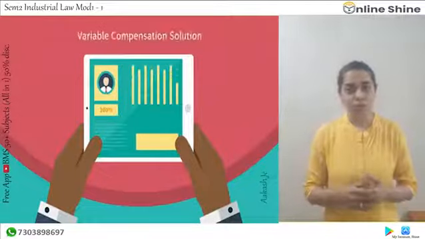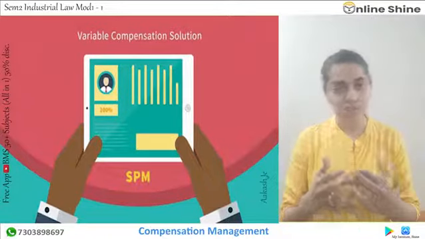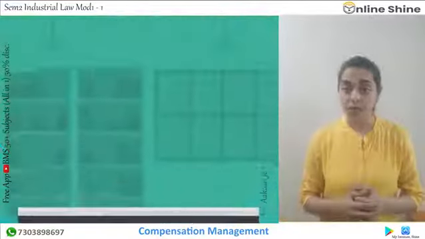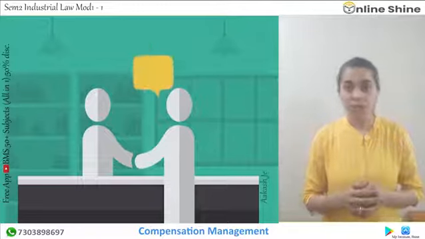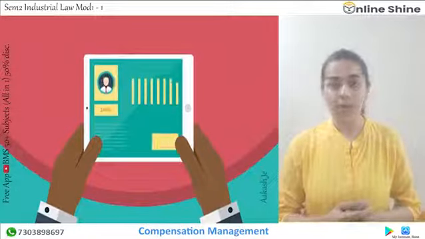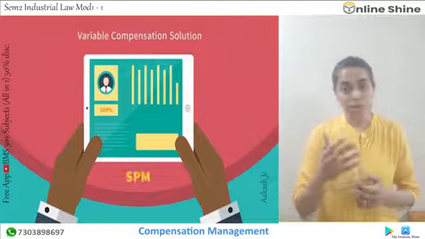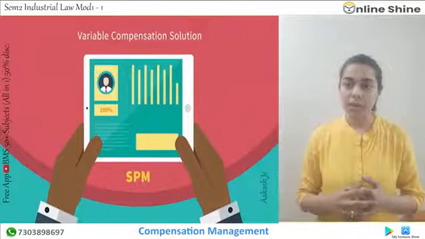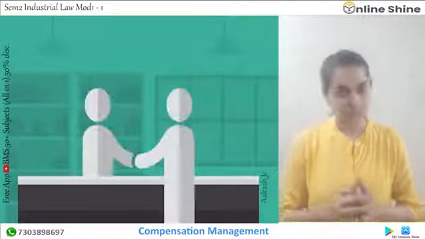The fourth and last part of your Industrial Law is law related to compensation management. In this, we are going to cover three acts, that is the Payment of Wages Act 1948, the Payment of Bonus Act 1965, and the Payment of Gratuity Act of 1972.